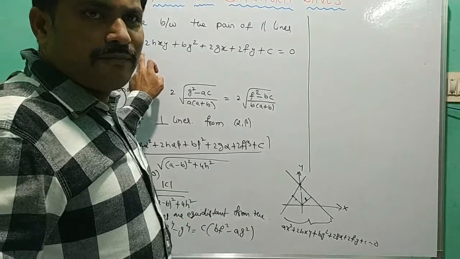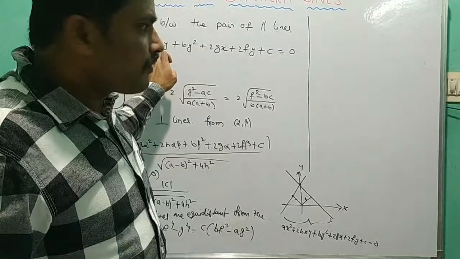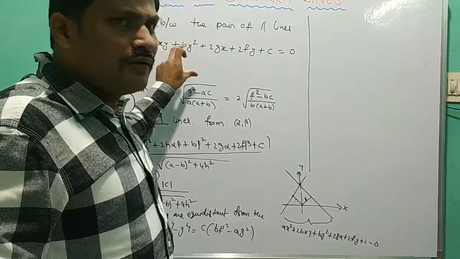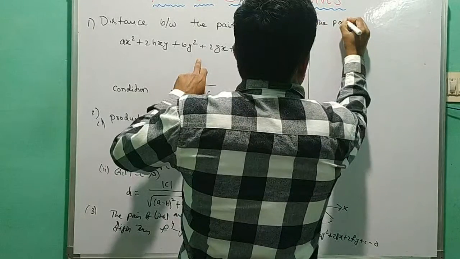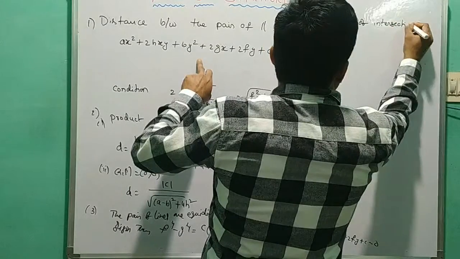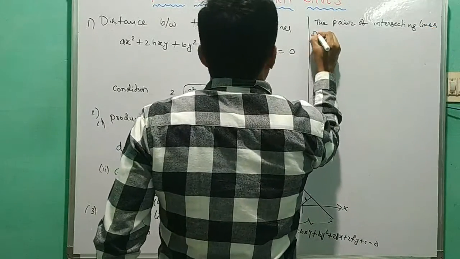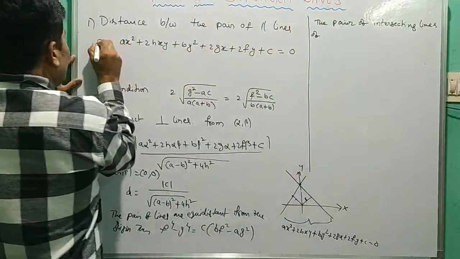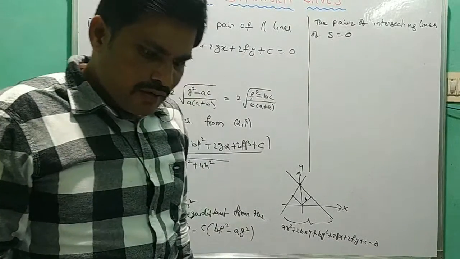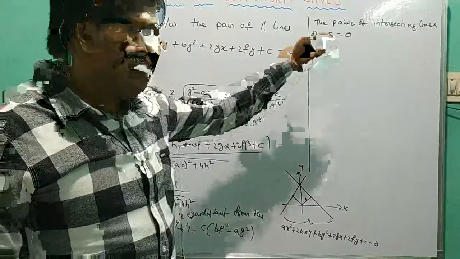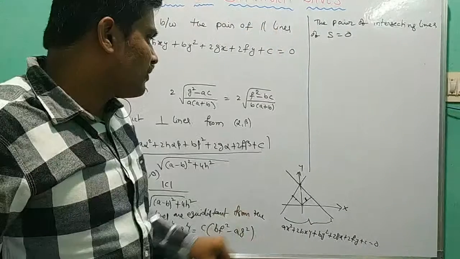Here we have to take the same non-zero equation representing a pair of lines. Here we have to observe these pair of lines are intersecting lines. The pair of intersecting lines. Now we have to take S equal to 0. Now to find the square of the distance of the point of intersection of the lines from the origin.